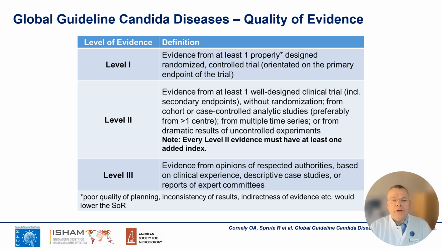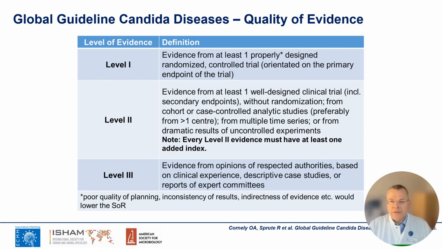At the far end is level 3, which is the weakest. It's opinions of respected authorities based on clinical experience, descriptive case studies, maybe even individual cases, and reports of expert committees. For example, there might be other similar quality of evidence, but I guess we all got the message. Level 3 is not what we want. We want level 2 or ideally level 1.